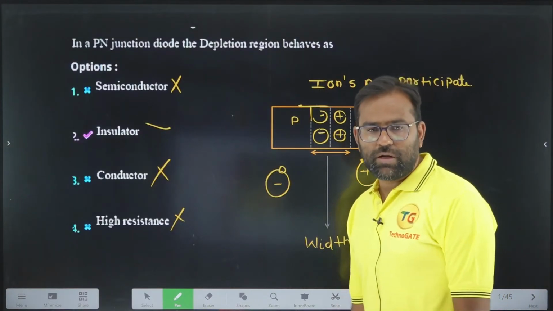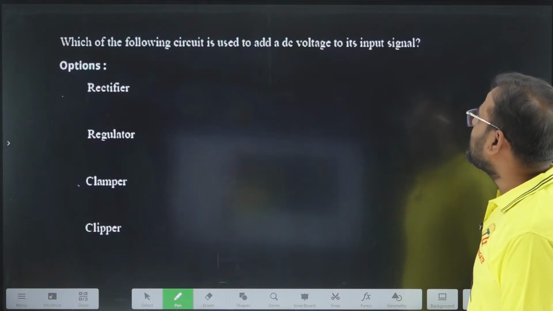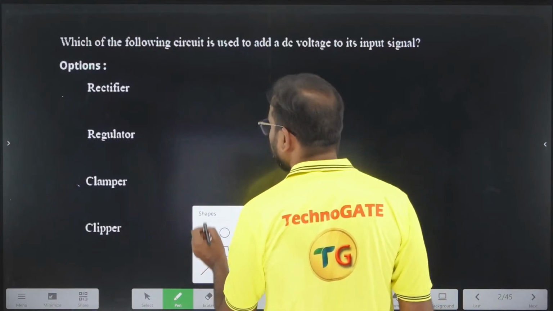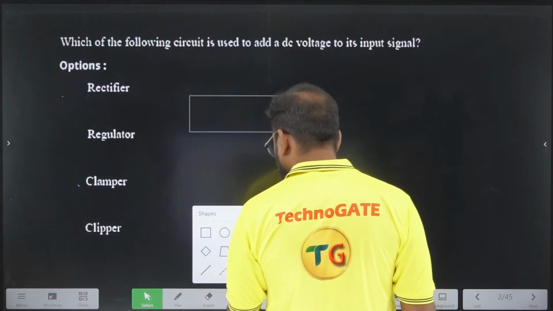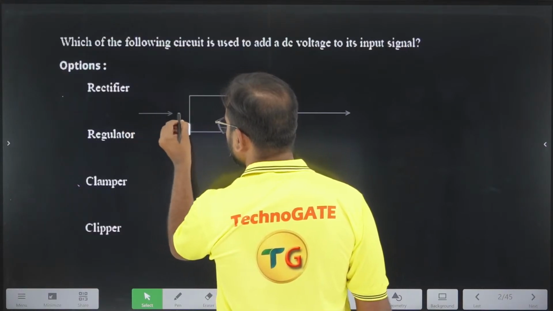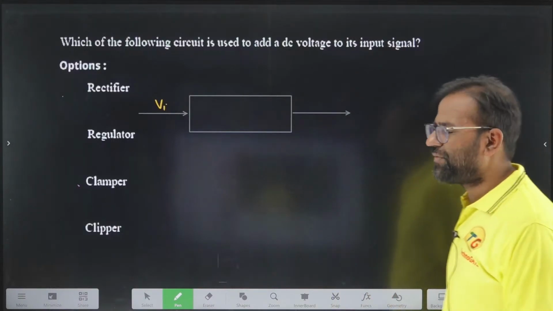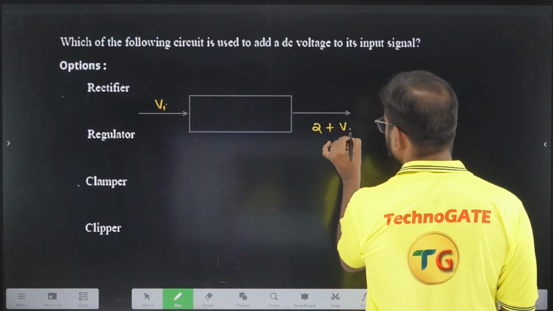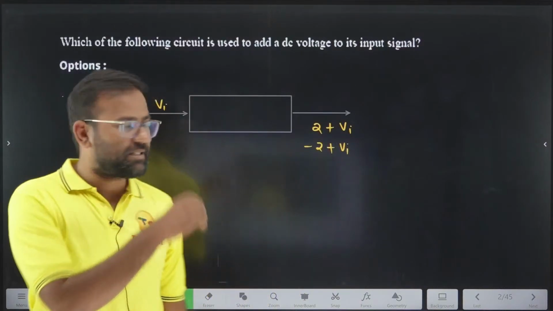Let's go to the next question. The next question says, which of the following circuits is used to add a DC voltage to its input? What is the meaning of this question? Suppose my VI is the input to the circuit, maybe a sinusoidal, square or triangular waveform. What we want is maybe 2 volt plus VI, maybe minus 2 volt plus VI, maybe 5 volt plus VI, or any general number plus this input VI.